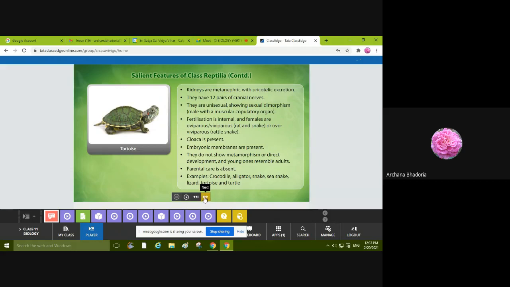So important features you can write down. This fertilization one is very important. Oviparous or ovoviviparous, this is important. Direct development or indirect, this point is important. And sexual dimorphism we observe here also. So they show sexual dimorphism.